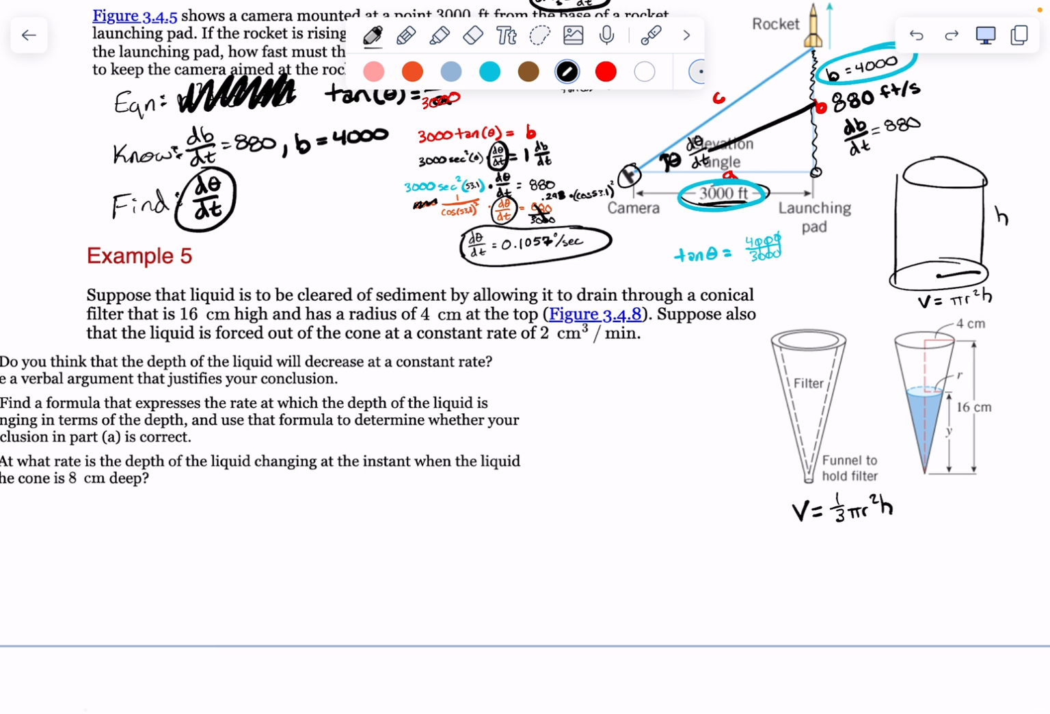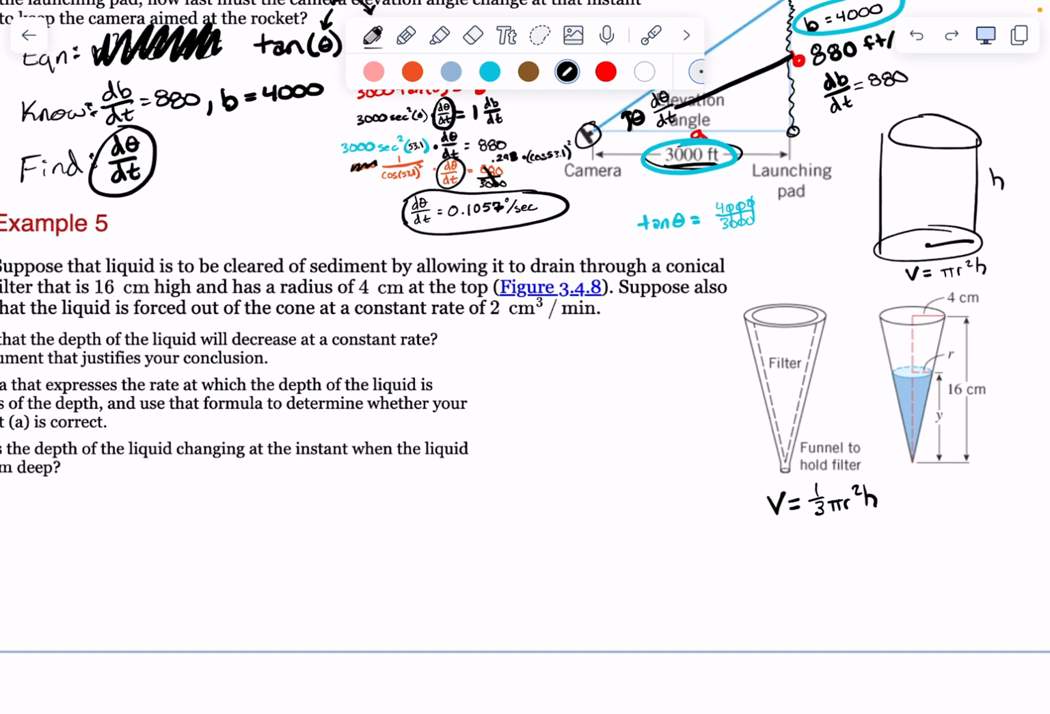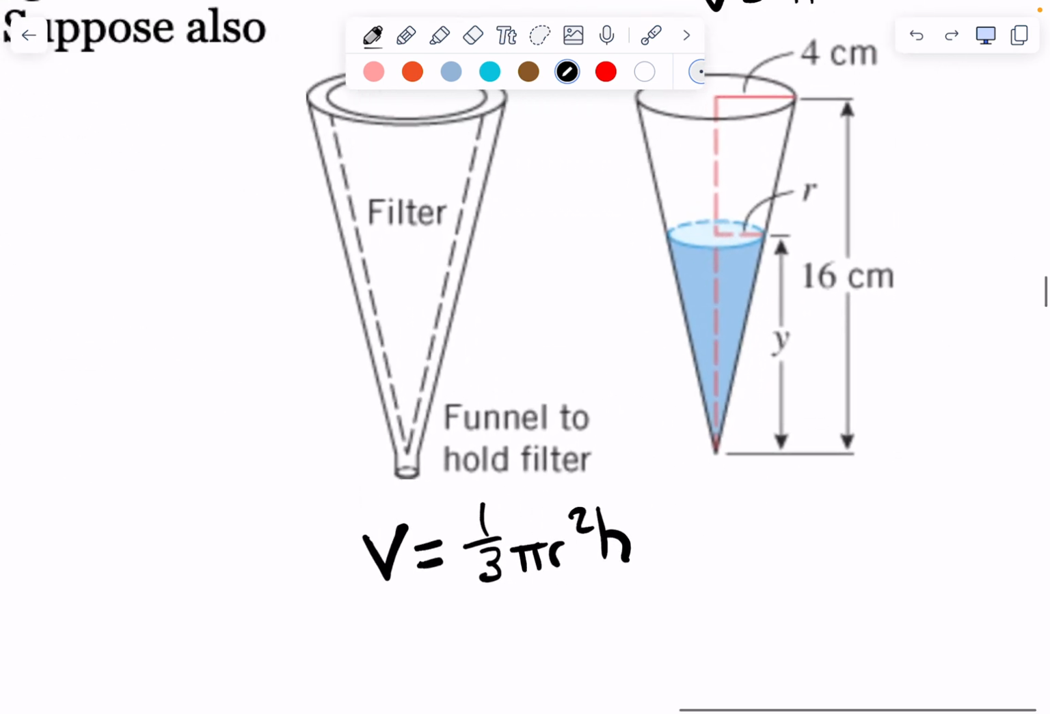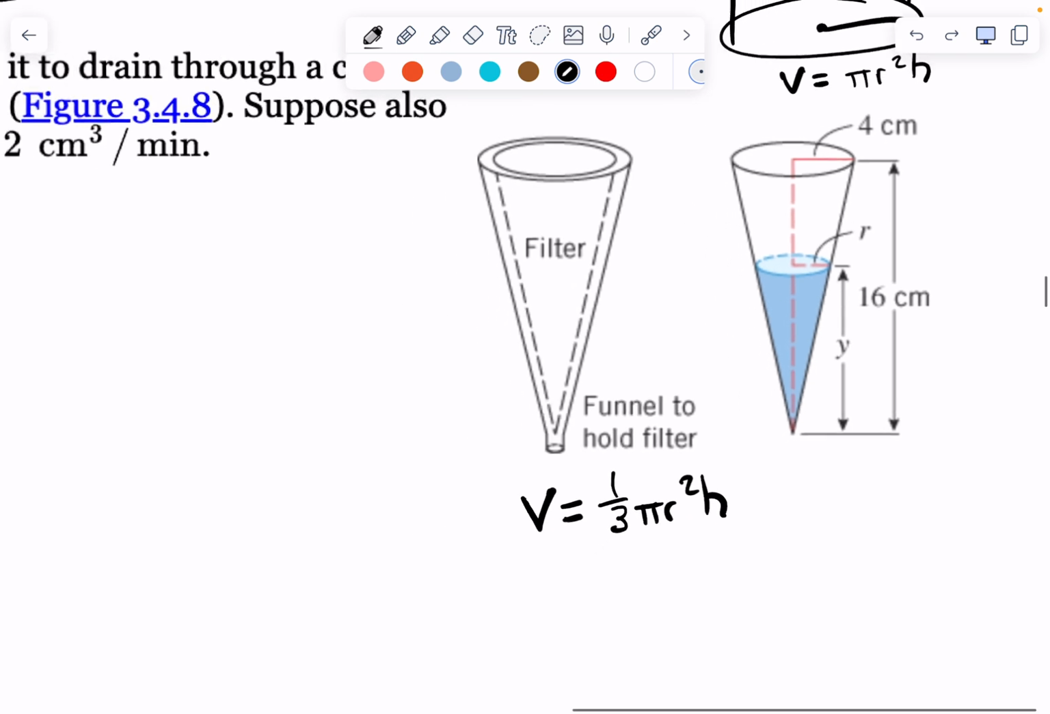All right. Suppose that liquid is to be cleared of sediment by allowing it to drain through a conical filter that is 16 centimeters high and has a radius of 4. Okay, so they are giving us those values, and for some reason they call the height y.